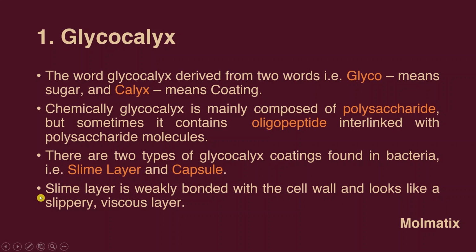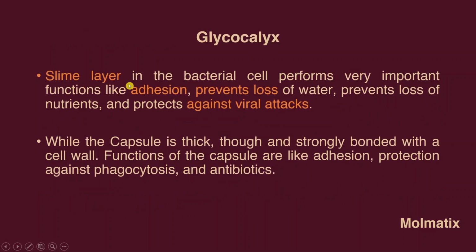The first one, the slime layer, is weakly bonded with the cell wall and looks like a slippery or viscous layer. The slime layer in bacterial cells performs very important functions like adhesion to any surface, which is facilitated by the slime layer. It also prevents loss of water, prevents loss of nutrients, and protects bacterial cells against viral attacks.